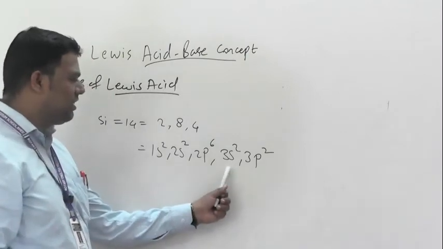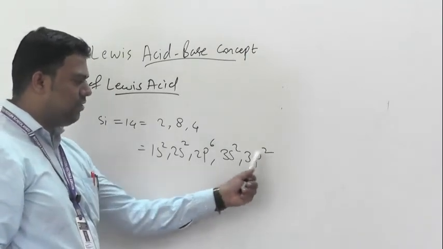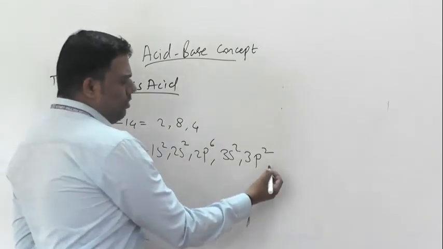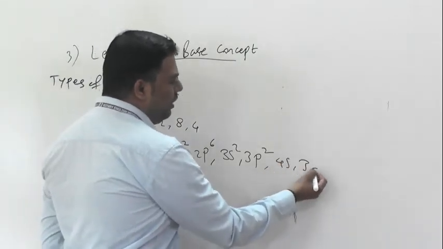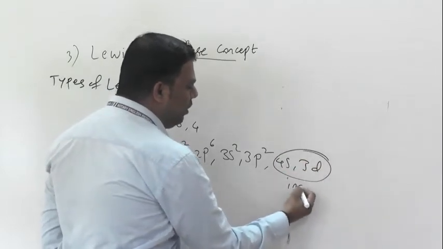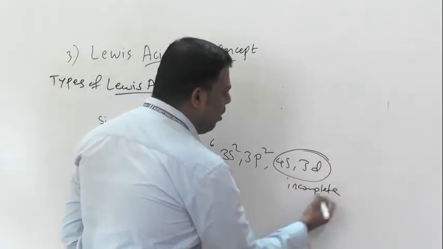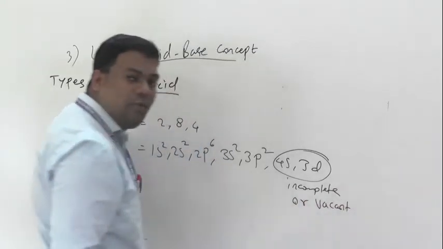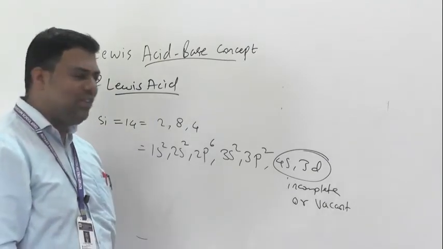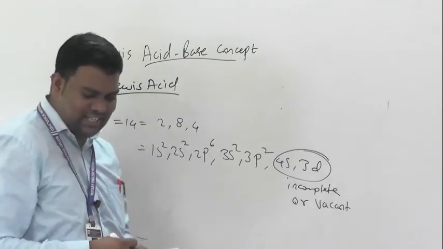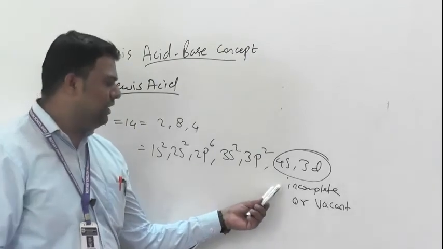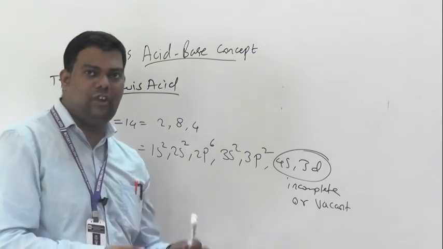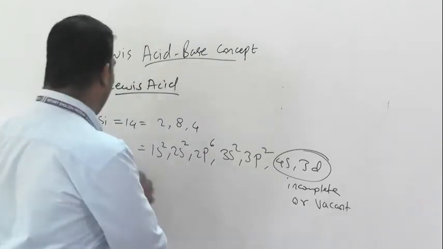Okay, so see this 3p2. After that it has 4s, then 3d, which are incomplete, or we can say vacant orbitals. So we call it a Lewis acid. The applications of this Lewis acid we have to use in higher standards, in 11th and 12th standard.